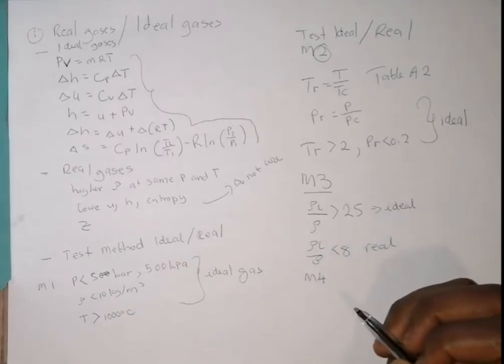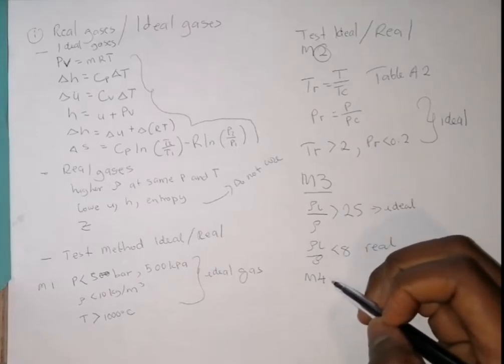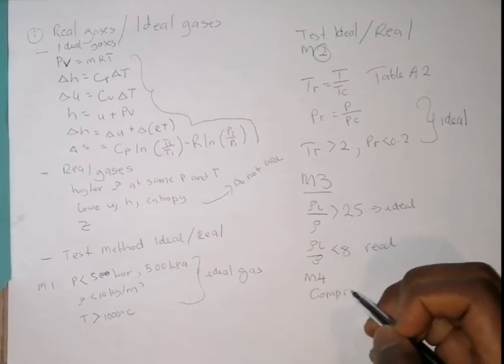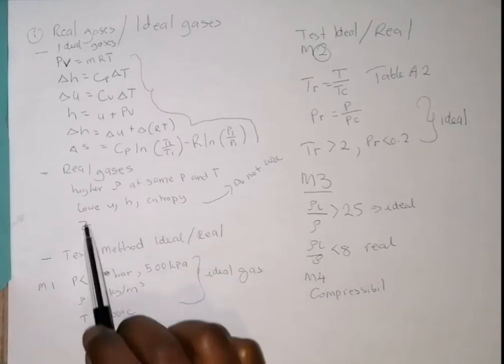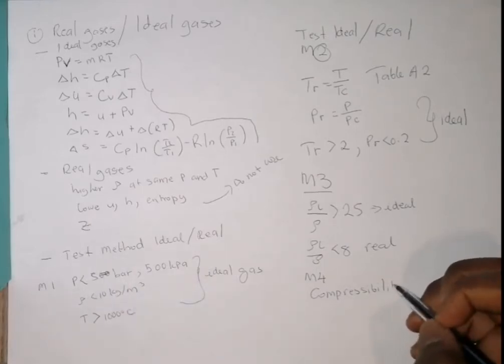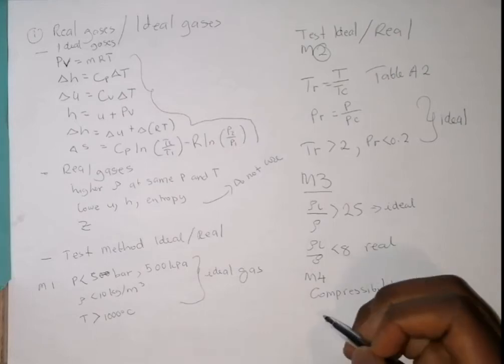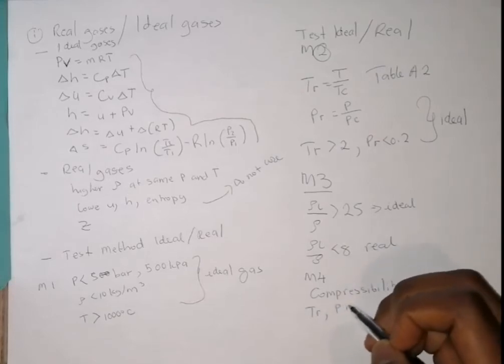So method 4, for which we're going to do an example in just a bit. Method 4, we use the compressibility chart. The compressibility chart is the Z chart, which I had mentioned even here. That chart has been given to you. It is in the thermodynamic table handout. So what happens with the chart is you get the reduced temperature and the reduced pressure.